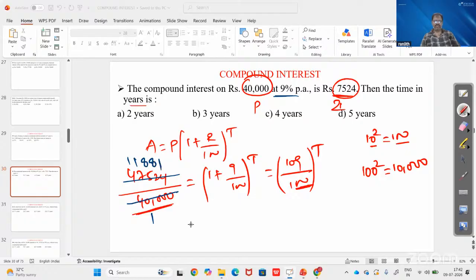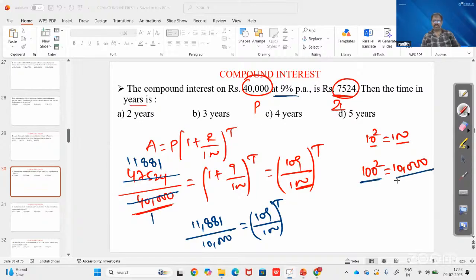So that will be equal to 11,881 divided by 10,000 is equal to 109 divided by 100. So just now we discussed where 10 square equal to 100, 100 square equal to 10,000 will be the answer. Here also we can write. So if it is 100, what about this value, in the sense? So 101.